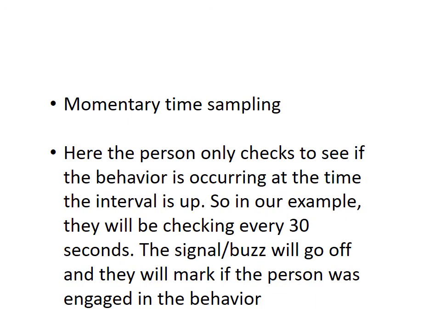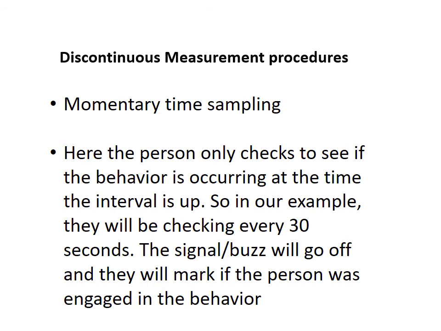Finally, we come to momentary time sampling. Here, the person only checks to see if the behavior is occurring at the time the interval is up. So in our example, they will be checking every 30 seconds. The signal or buzz will go off, and they will mark if the person was engaged in the behavior or not. Use the same data sheet. It is also discontinuous measurement because you're not measuring each instance of the behavior.